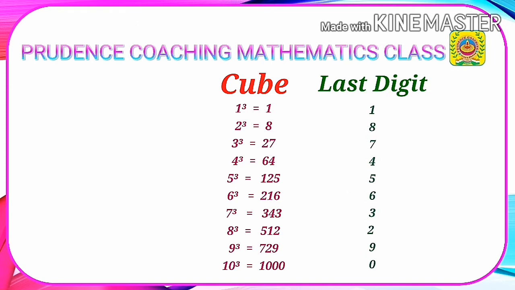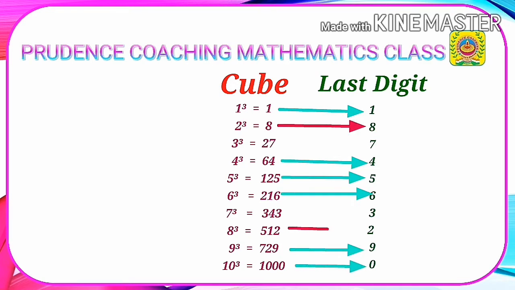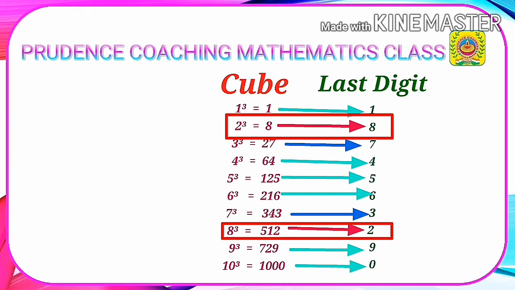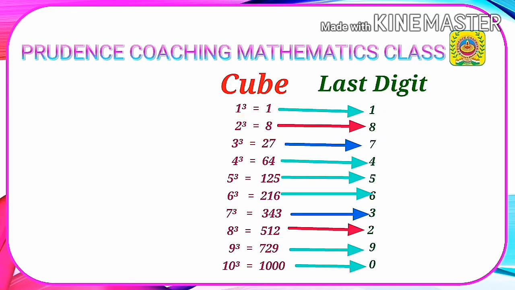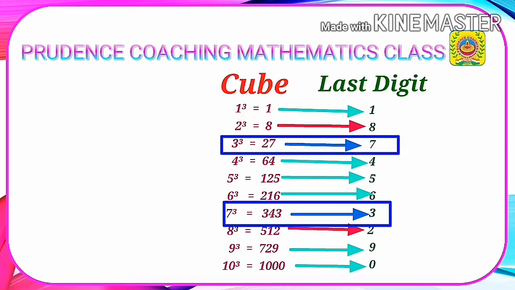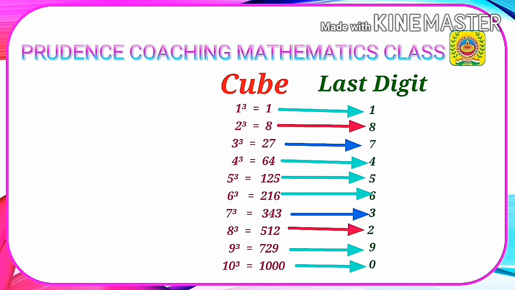Next important thing that you need to observe is the last digit of this cube. Firstly, you need to observe that the last digits are different for all the numbers, and you need to remember that the last digit of the cubes of 1, 4, 5, 6 and 9 and even 10, that is 0, are the same as the number. And the last digit of the cube of 2 is 8 and of 8 is 2. And the last digit of the cube of 3 is 7, and of 7 is 3. My dear students, this is the only thing you need to remember to calculate the cube root of any perfect cube number.